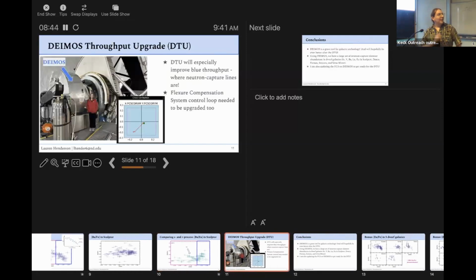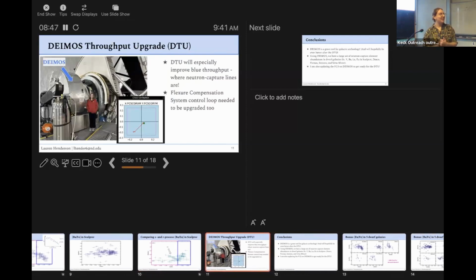And then kind of off topic, but just to finish off my talk, I wanted to give a shout out to the DEIMOS throughput upgrade, which will hopefully be going to Keck early 2025. And it'll be especially improving throughput in the blue wavelength range, which is where the neutron capture lines are. So DEIMOS is already great for doing galactic archaeology, but hopefully it's only going to get better. And this summer, I got to go to Keck for all of July and work on the pressure compensation system on DEIMOS. So if you have ever used DEIMOS, you've seen that blue box, and it needed to be updated to be ready for the upgrade and also just generally improved. So that's what I was working on.